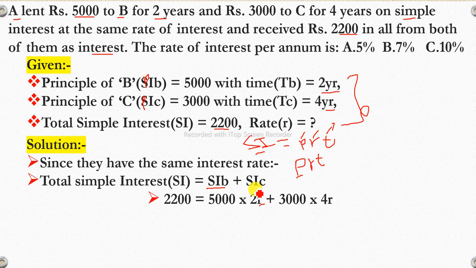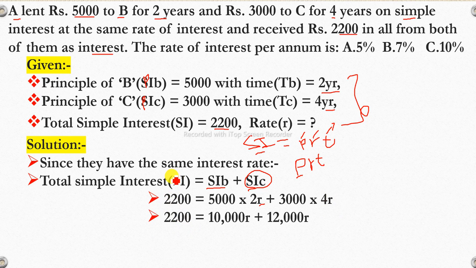And for C, we have principal P of 3,000 and 4 years, so time is 4, so we need to find R for this.